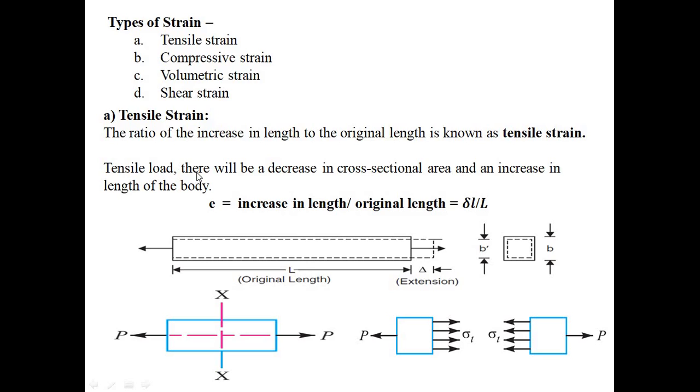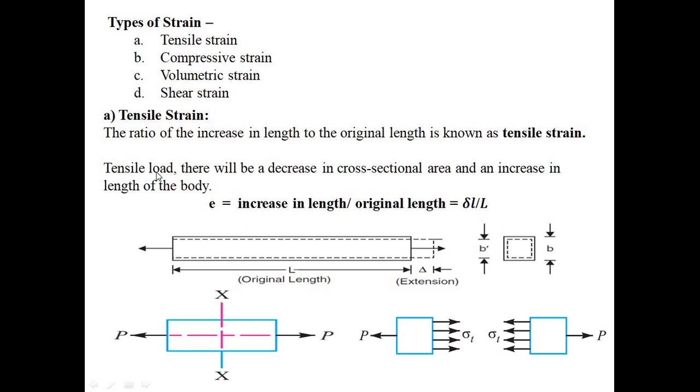Under tensile load, there will be a decrease in cross-sectional area and an increase in length of the body. So e, which is denoted for strain, equals the increase in length to the original length, equals delta L upon capital L, where capital L is the original length. So delta L, the extension, to the original length is nothing but strain.